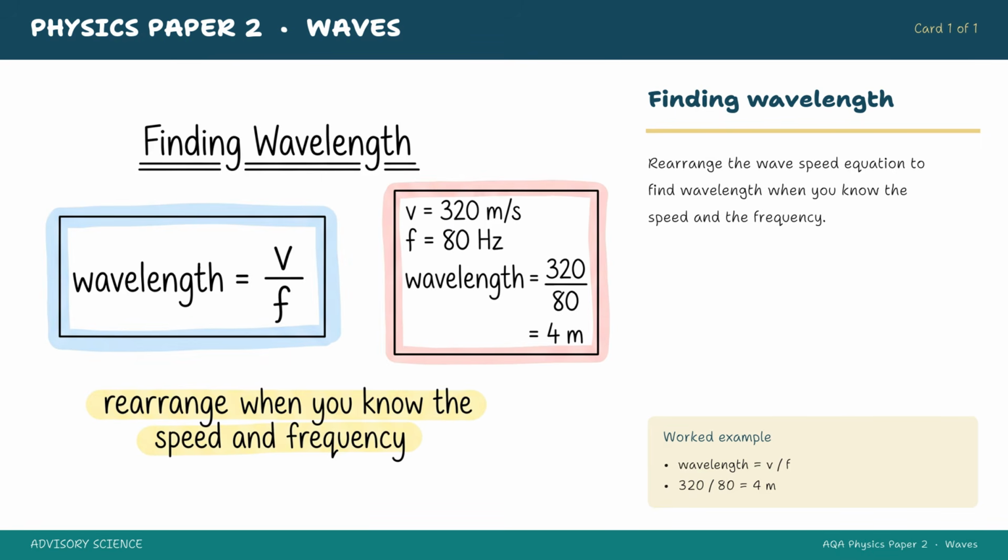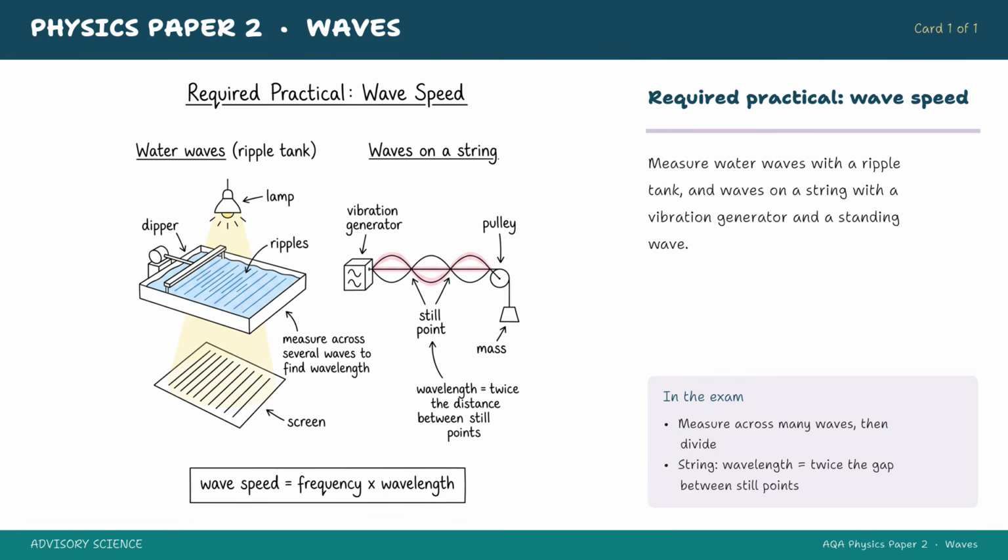Required practical, measuring wave speed. You measure wave speed two ways. For water waves, you use a ripple tank, and a dipper makes ripples, and a light above casts the pattern onto a screen below. Measure across several waves and divide to get the wavelength. Count the waves passing a point for the frequency. Then use wave speed equals frequency times wavelength.